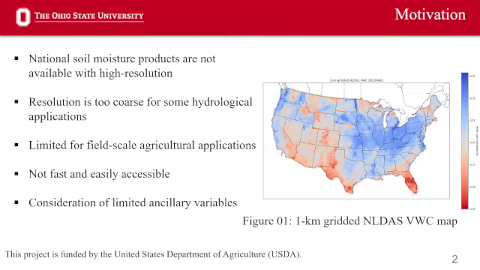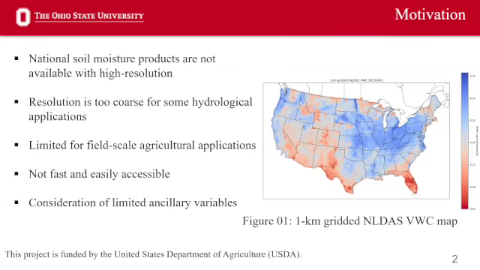While soil moisture is so important, national soil moisture products are not available with high resolution, such as satellite-derived products. SMAP is limited to 9 km, and the model-derived product NLS is limited to 12.5 km. These products are not convenient for field scale application for agricultural purposes, and most of them are not fast and easily accessible, and they are limited in ancillary variables.